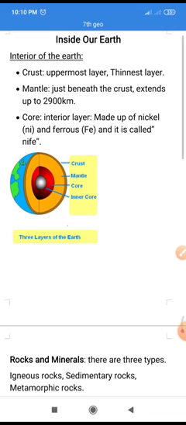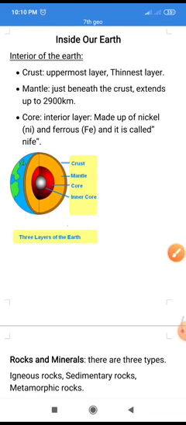Now, just beneath the crust, we have the mantle. See here, after the crust, we have the mantle layer. This mantle layer extends up to 2,900 kilometers below the crust.